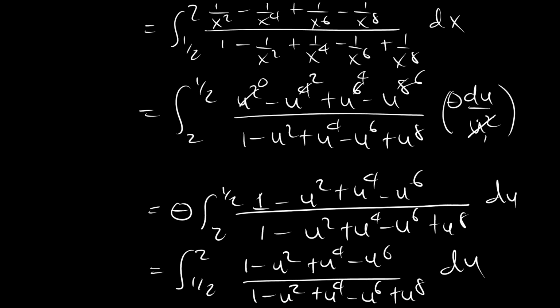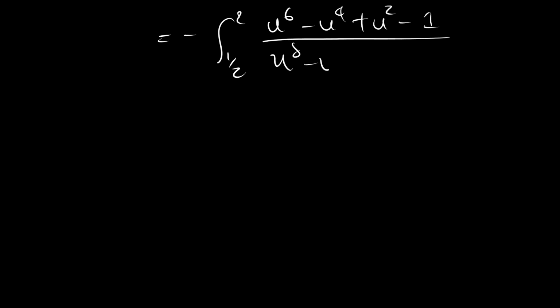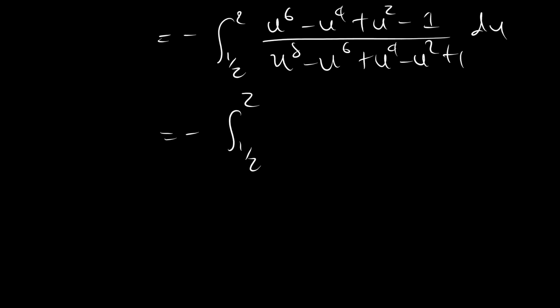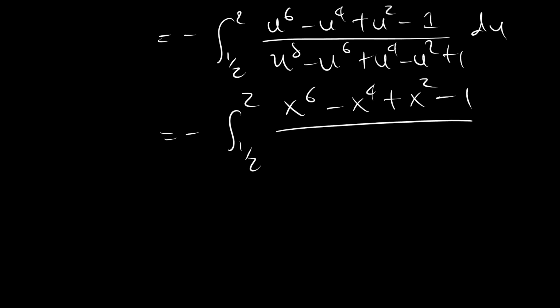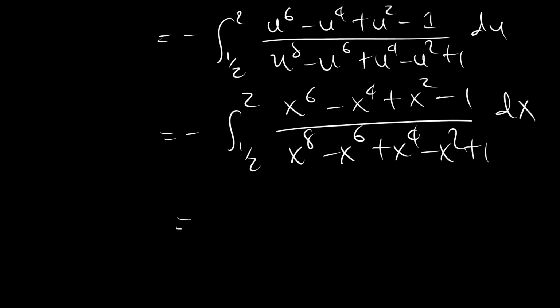So we can pull the negative 1 out and rearrange things. So this integral becomes negative, from a half to 2, of u to the 6th minus u to the 4th plus u squared minus 1 over u to the 8th minus u to the 6th plus u to the 4th minus u squared plus 1 du, which is equal to the integral from a half to 2 of x squared minus x to the 4th plus x to the 6th minus 1 over x to the 8th minus x to the 6th plus x to the 4th minus x squared plus 1 dx, which equals negative I.